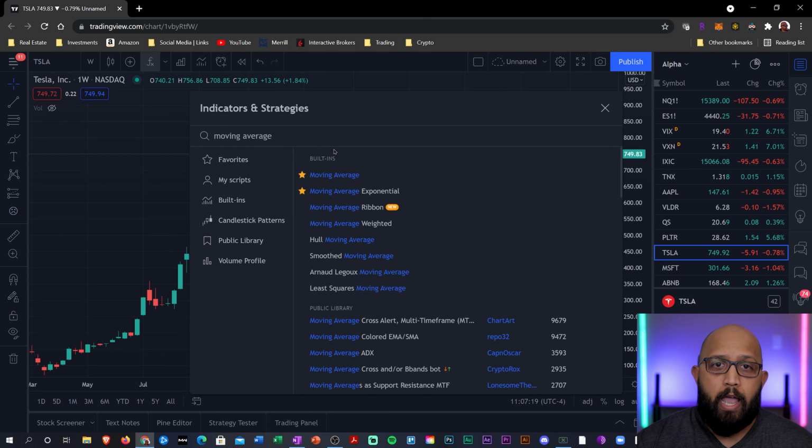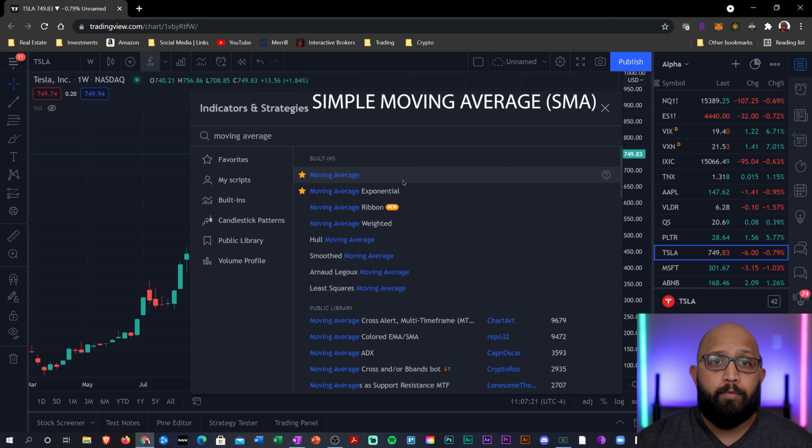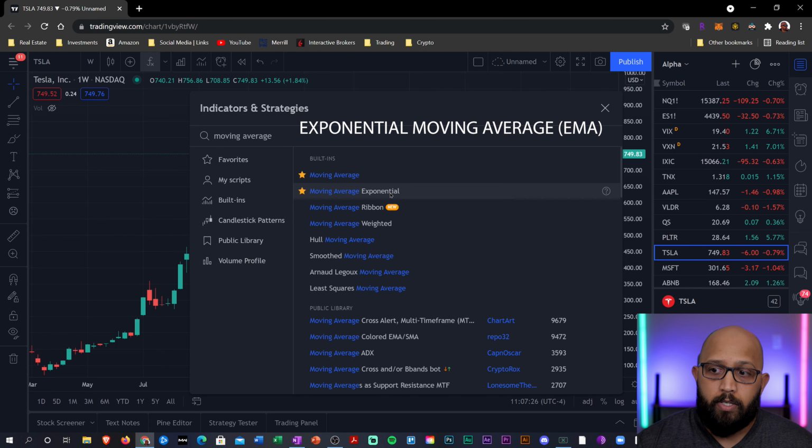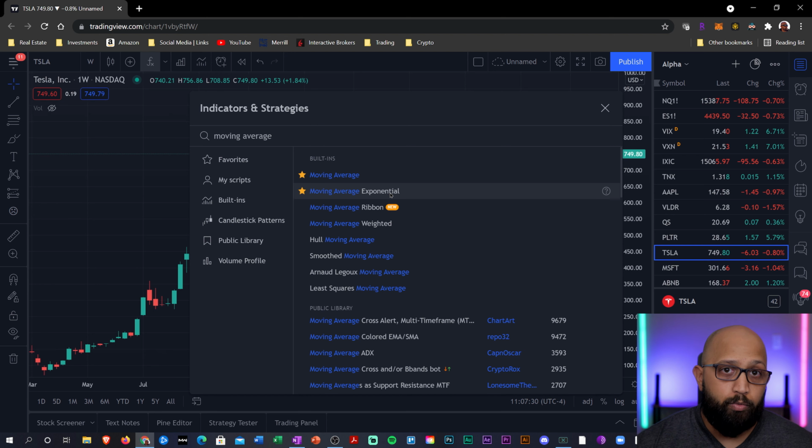And there's two types of moving averages. One is a simple moving average, which will be labeled moving average, and then moving average exponential. The difference is that the moving average exponential relies on information that's more recent. So it's a little bit heavier weighted, it's a little bit sharper than the simple moving average. And both of them have a place in your trading. So for right now, for this example, we're just gonna pull up a moving average.